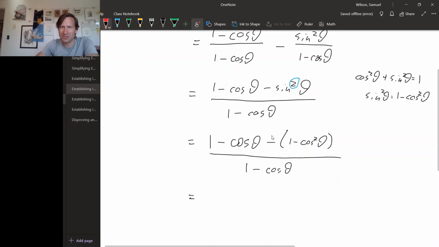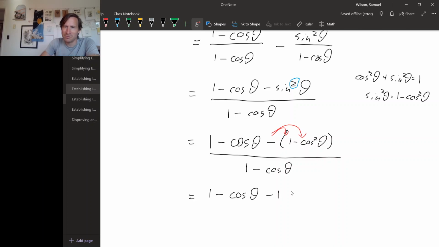Then, I don't know, it seems like maybe we should distribute this minus sign because that's going to let us combine some terms. So 1 minus cosine theta minus 1 plus cosine squared theta all over 1 minus cosine theta.